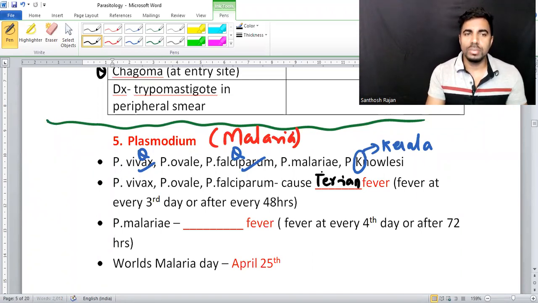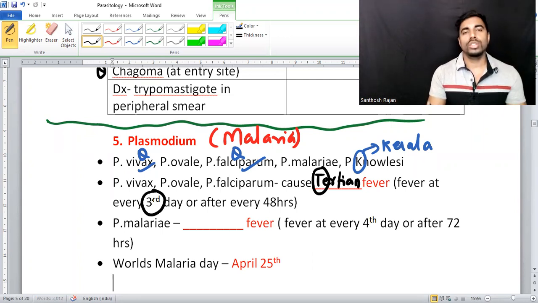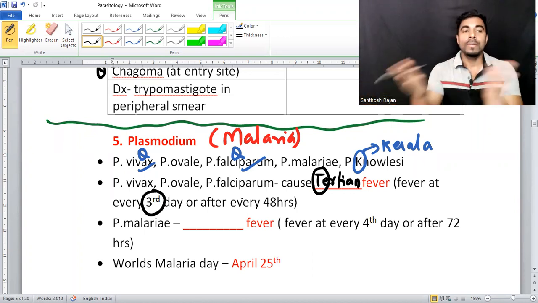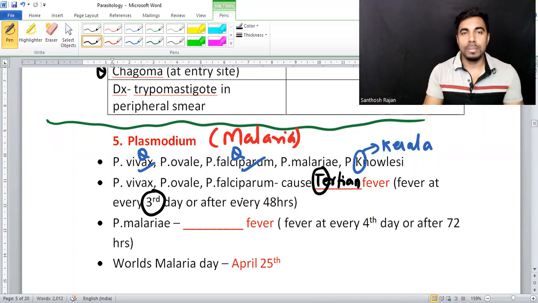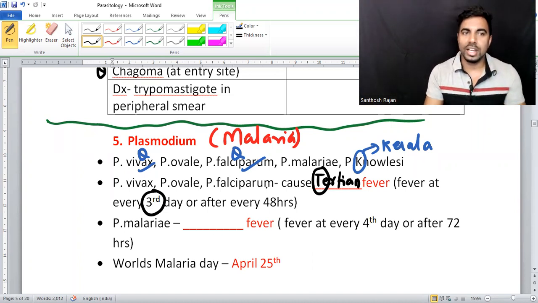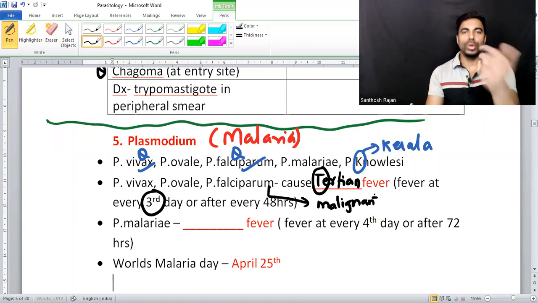Tertian fever. Tertian means T for 3. Every third day they have fever. So that's tertian fever. Malignant tertian is falciparum. Falciparum is severe, that's what we call malignant. Vivax and ovale we call benign. Overall they have tertian fever. If malignant tertian comes, falciparum is malignant, because severe is always your falciparum. You know that one.